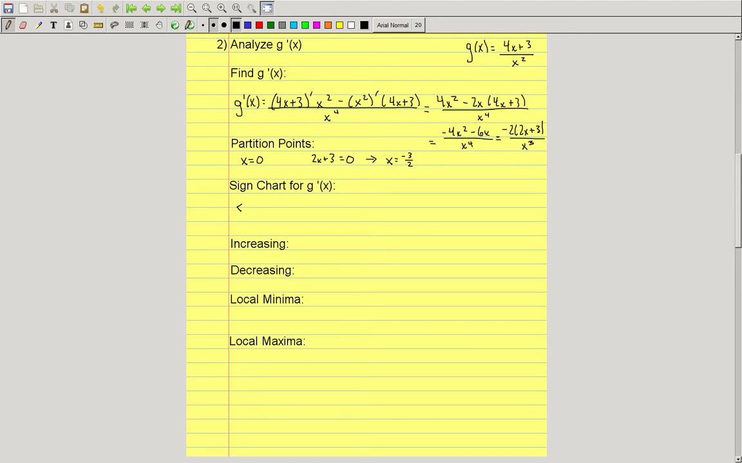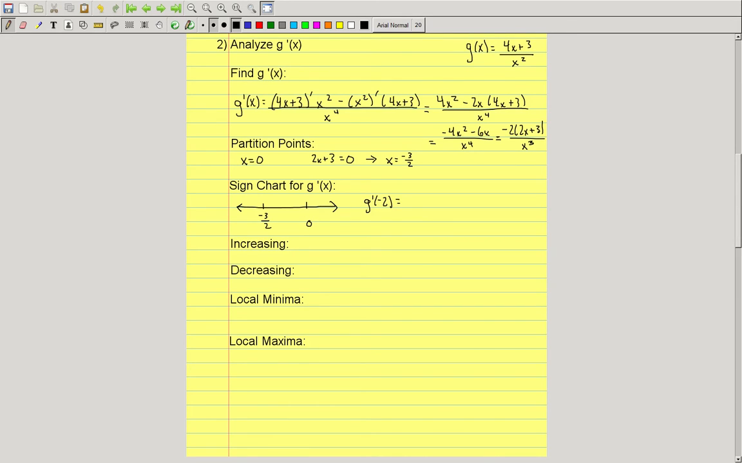Using these partition points, we can make our sign chart for g prime. We graph negative 3/2 and 0, and then we're concerned with plugging in values into g prime to figure out in which regions the first derivative is positive or negative. So let's do g prime of negative 2.